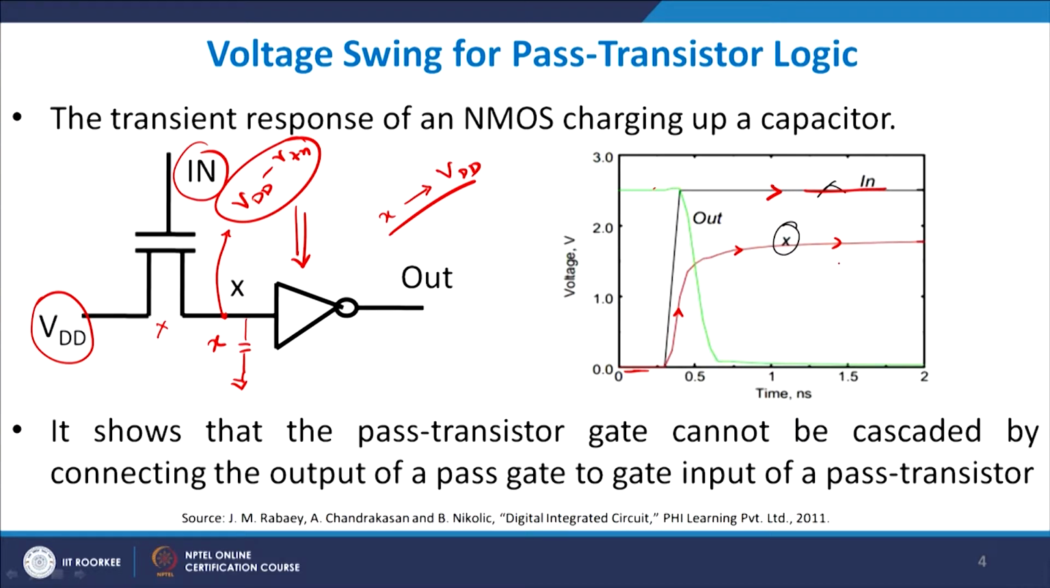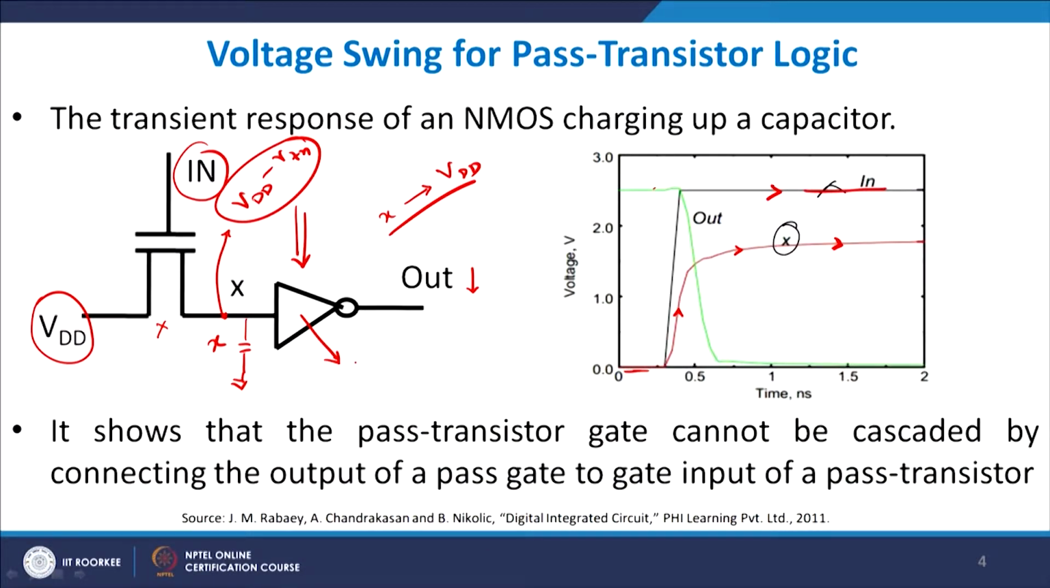So if your VTN is approximately say 0.7, 0.8, you automatically have a lower value of X at this particular point. So, when X is high, out will be low at this point, but it can be only low, understand, provided the value of voltage at point X exceeds the switching threshold of the static CMOS.